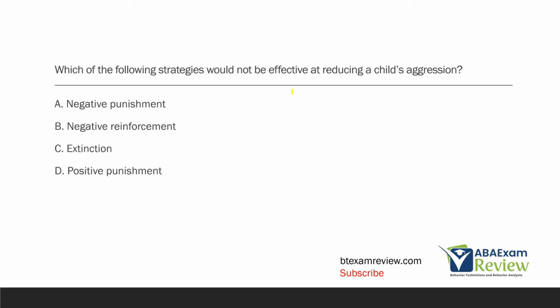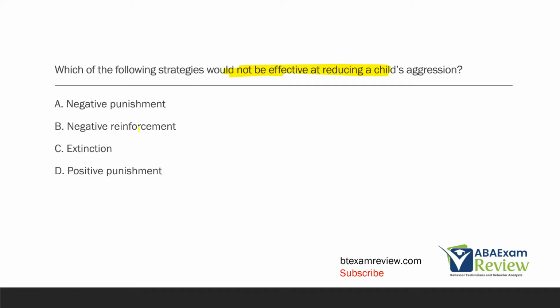Which of the following strategies would not be effective at reducing a child's aggression? Okay, open-ended, right? The question says not effective at reducing. That's what we need to focus on. Not effective at reducing. So what do we use to reduce behavior? We use punishment. We use extinction. And so A, negative punishment. Would that be effective at reducing a child's aggression? Possibly. Punishment is possibly effective at reducing aggression.